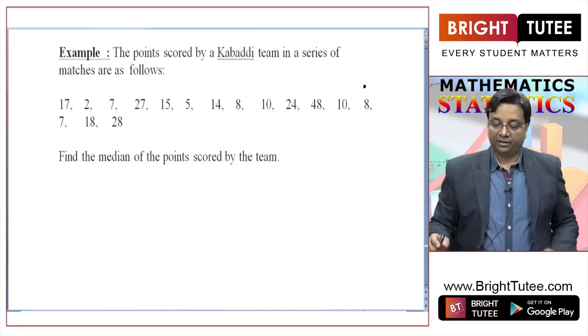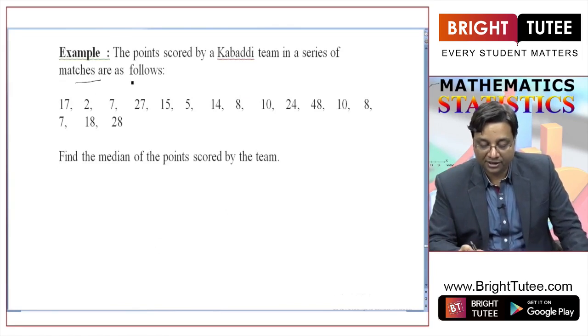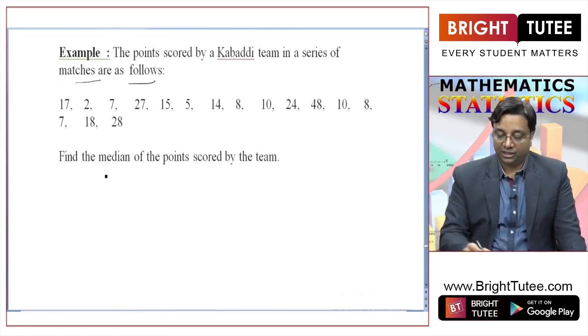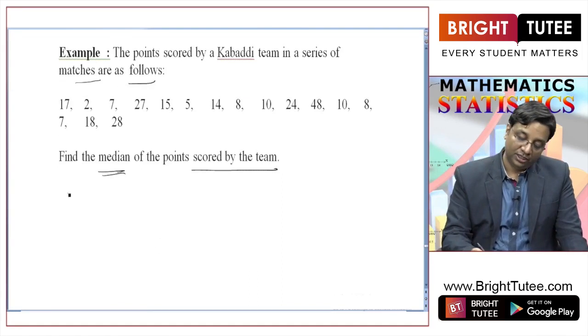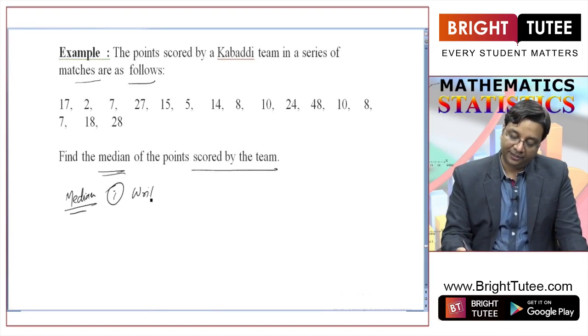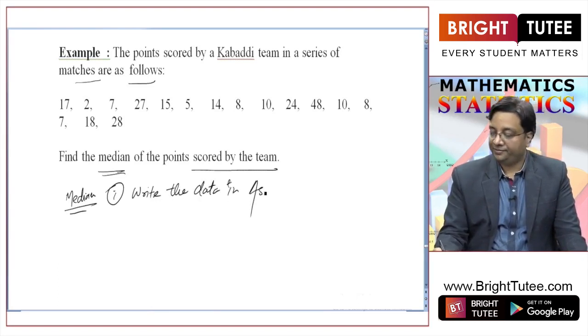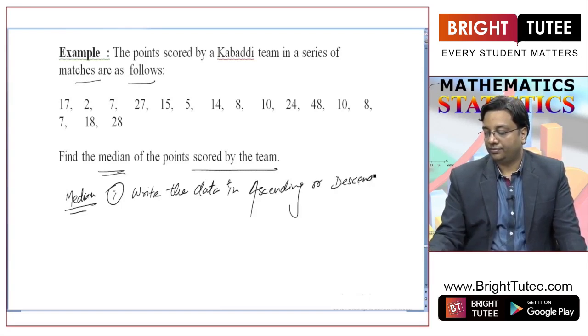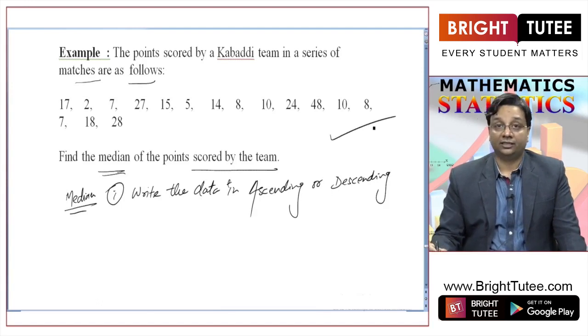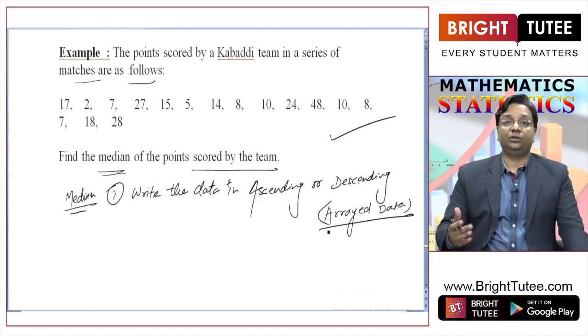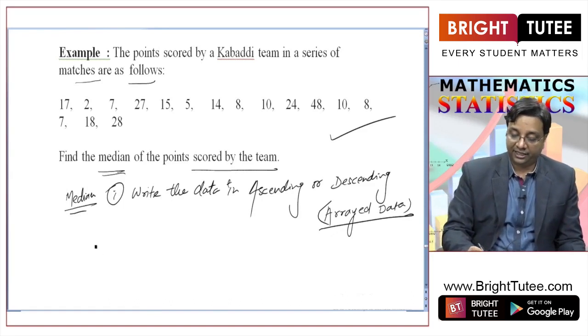The points scored by a Kabaddi team in a series of matches are as follows. So these are the points. Find the median of the points scored. For median, the first step is to write the data in ascending or descending form. So this is the raw data that is given. We will make it into arrayed data, right, which is the data written in ascending or descending form. So let me write it in ascending form.